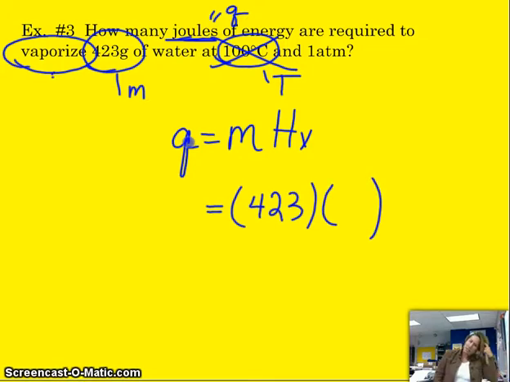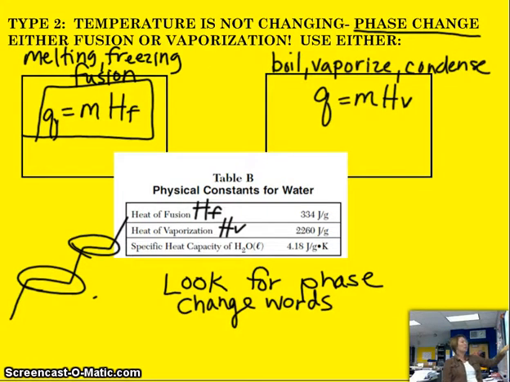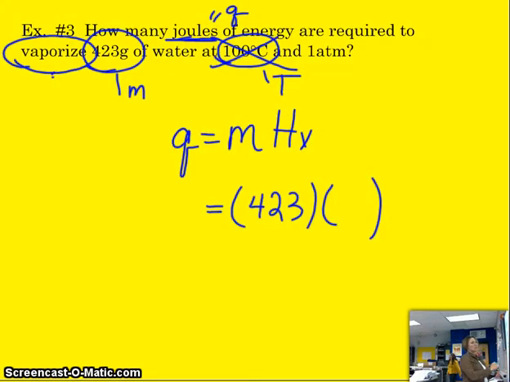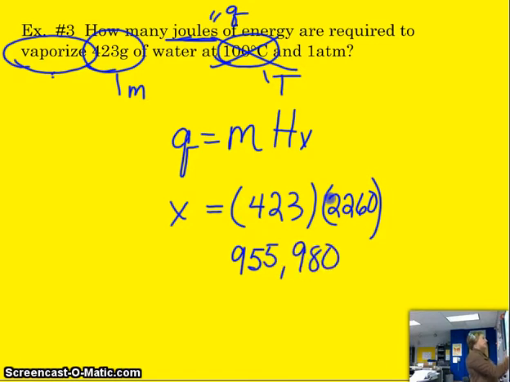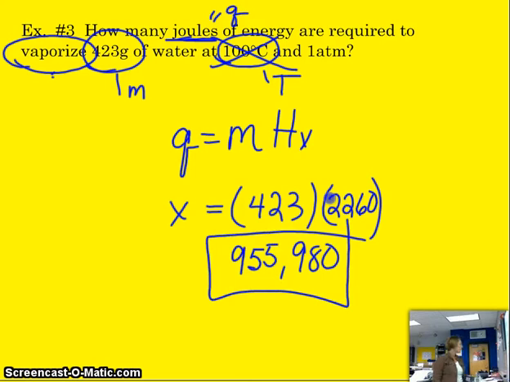So this is when your head says, oh, is this water? And it is water, so I get HV for water off Table B. It's 2,260. Plug it in. Your X is your Q. Just multiply your letters. 423 times 2260. And you get 955,980. Final answer. Okay? So we're adding on a new way to calculate heat energy during a phase change. When you see phase change words, you cross out the temperature, and depending on the phase change word, you're either using HV or HF.